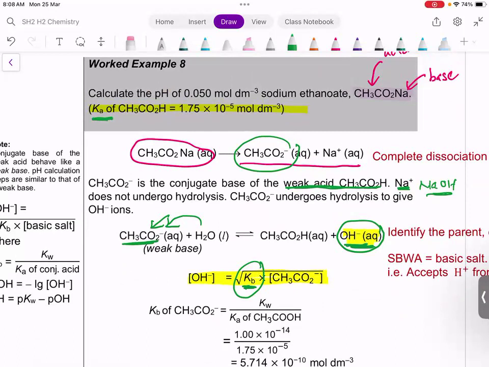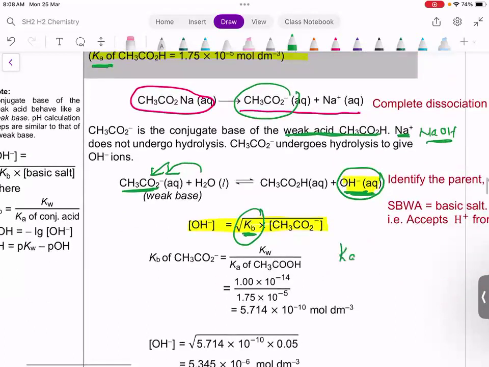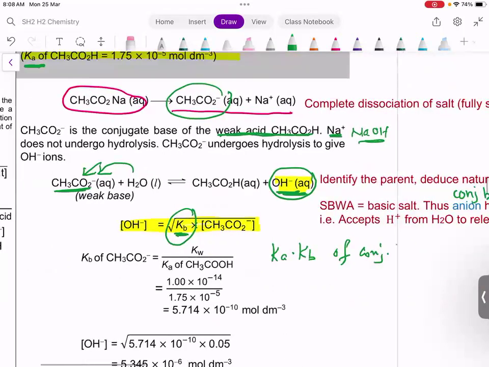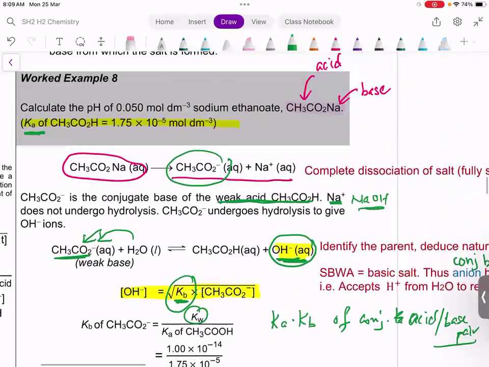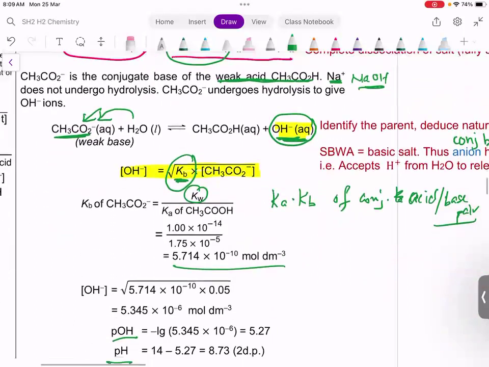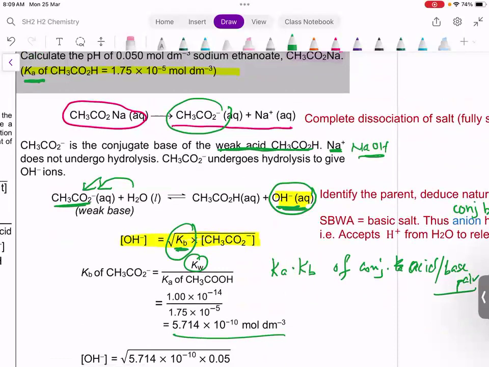With this in mind, you need to recall that Ka multiplied by Kb of a conjugate acid-base pair, what is their relationship? For a conjugate acid-base pair, they will be equal to Kw. Therefore, I can arrive at the value of Kb by making use of this relationship. Then I do a square root. I can calculate my pOH first, followed by my pH. So this is what is demonstrated by this work example 8. All right, so this work example 8 is just the salt, nothing else.